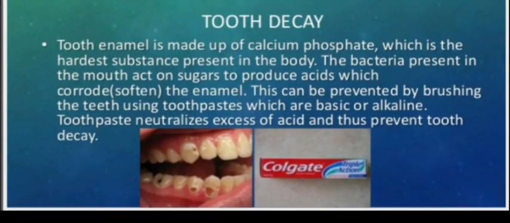Next one is tooth decay. Tooth enamel is made up of calcium phosphate. Whatever food we are eating, the bacteria present in our mouth act on that and produce acids. So if you are brushing with toothpaste, the toothpaste is alkaline, which neutralizes the excess acid in our mouth and prevents tooth decay. Like this, there are so many applications of the neutralization reaction in our day-to-day life.